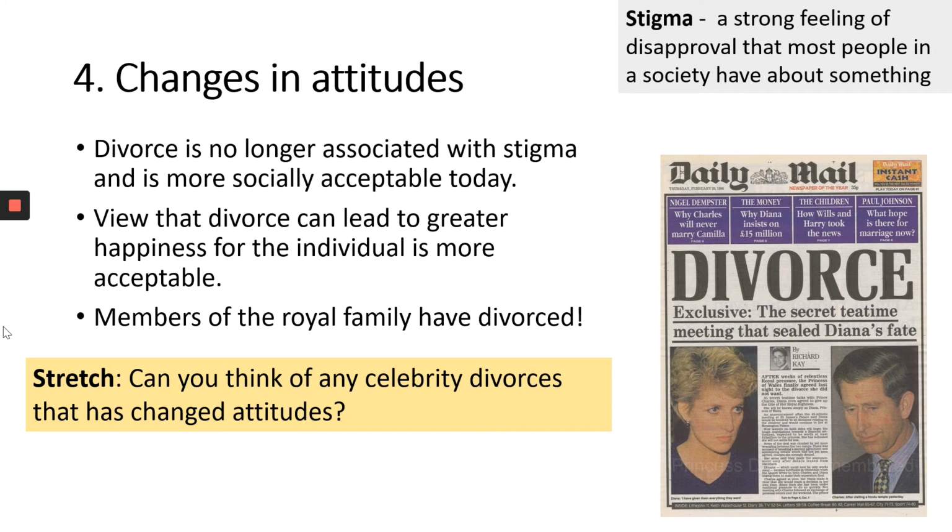The fourth reason for the increase in divorce is changes in attitudes. I've put in the box in the top right-hand corner the key term stigma. Stigma is a strong feeling of disapproval that most people in a society have about something. In the past, there was a strong stigma attached to divorce. It was seen as wrong and unacceptable for people to divorce, whereas in today's society, it's more normalised.